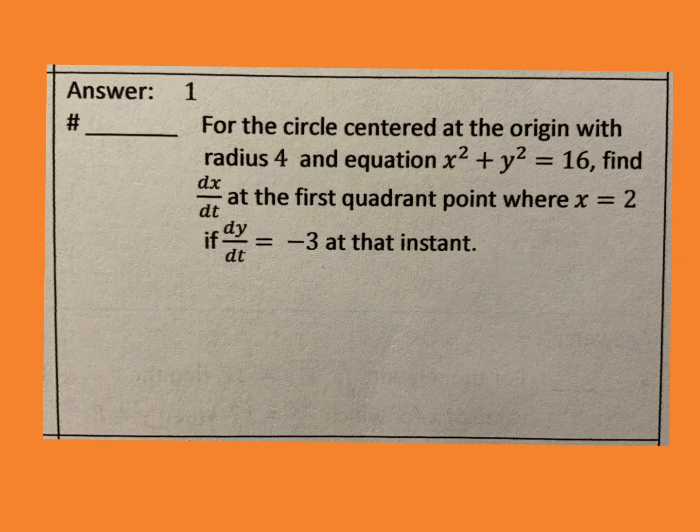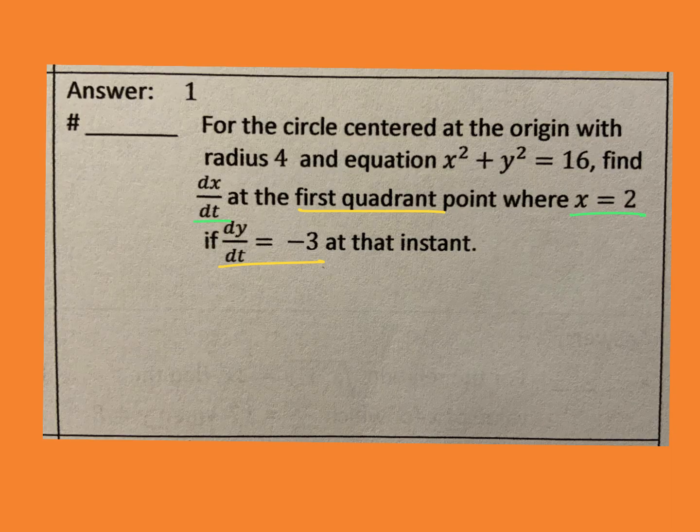So the circle centered at the origin with the radius 4 and equation x squared plus y squared equals 16. Find dx over dt at the first quadrant point where x equals 2 if dy over dt equals -3 at that instant. All right, beautiful. So these are dx dt's and dy dt's. So how did we get these? They took a derivative of this with respect to what? T. All right. And so let's take a derivative with respect to t and see where we go.